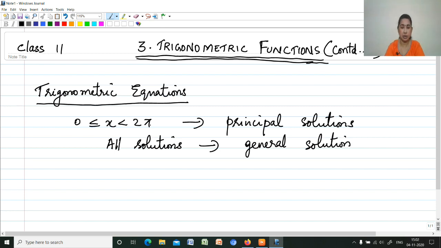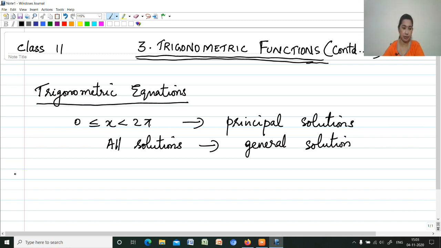So what is a principal solution? A principal solution means a solution of a trigonometric equation which lies between 0 and 2 pi, that is 0 less than or equal to x less than 2 pi. All the solutions of a trigonometric equation we call the general solution. Now, in order to solve the trigonometric equation, we have three theorems. Before moving on to those theorems, I'll show you what principal solutions are.